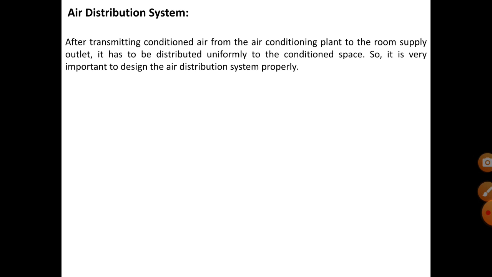Because you have conditioned the air in that particular plant, through certain ducts you are able to transmit it, to carry it up to the room. Now it enters your distribution system, and the distribution system should be designed in such a way that the combination of all the desired properties is maintained when it gets distributed.